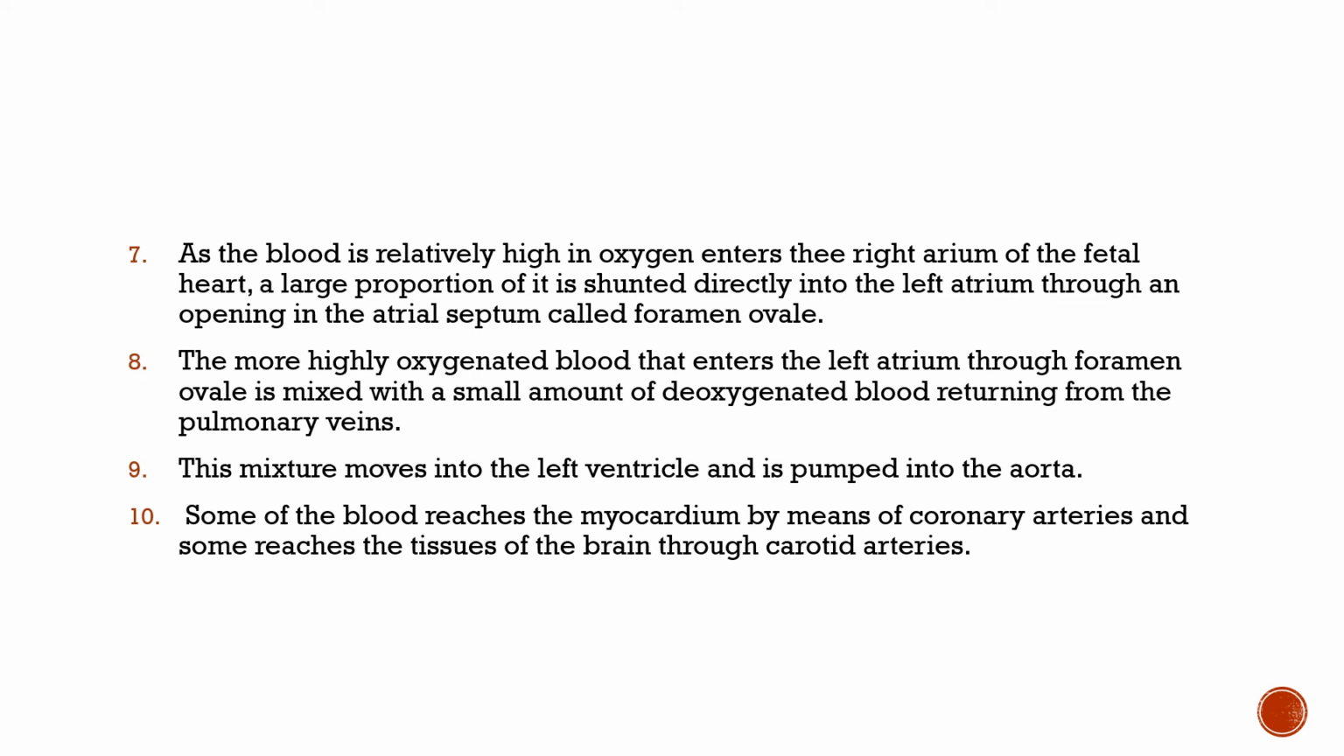The more highly oxygenated blood that enters the left atrium through the foramen ovale is mixed with a small amount of deoxygenated blood returning from the pulmonary veins. This mixture moves into the left ventricle and is pumped into the aorta. Some of the blood reaches the myocardium by means of the coronary arteries, and some reaches the tissues of the brain through the carotid arteries.